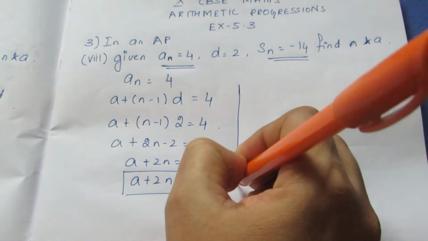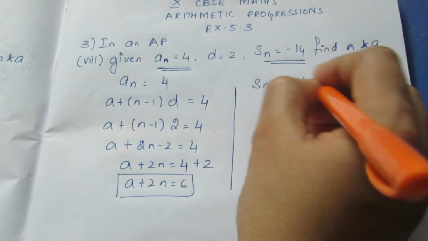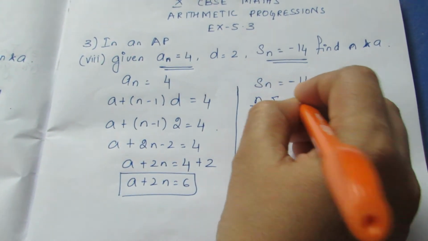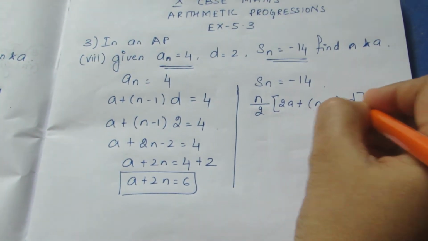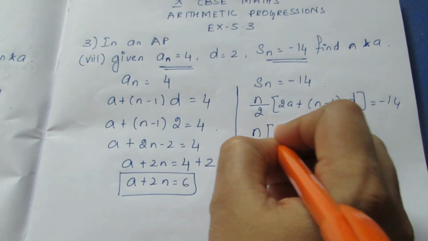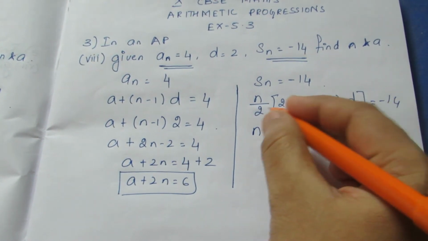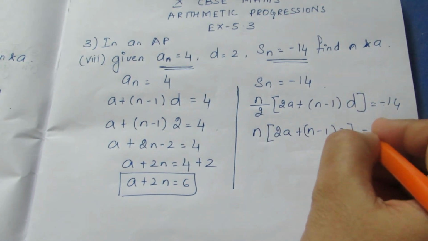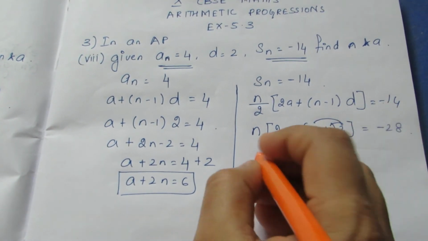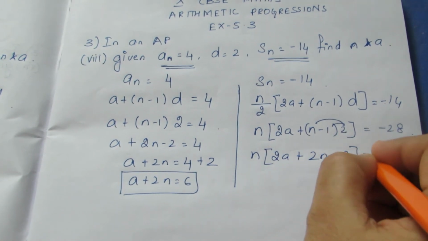Now I am substituting the Sn value here. They have given Sn to be minus 14. The Sn formula is n by 2 into 2a plus n minus 1 into d is equal to minus 14. Bringing 2 to this side, it comes as a multiply. So n into 2a plus n minus 1 into d, which is 2, is equal to minus 14 into 2, which is minus 28. Now multiply 2 inside: n into 2a plus 2n minus 2 is equal to minus 28.